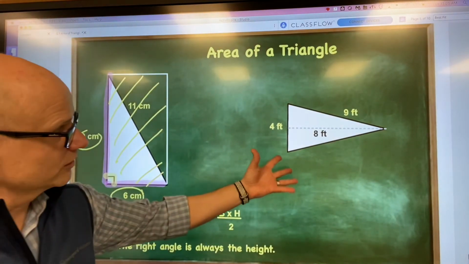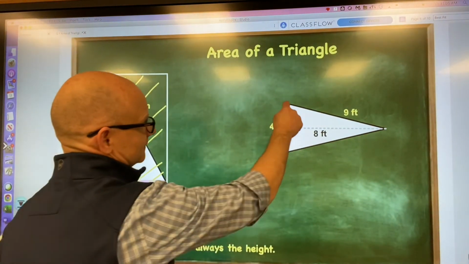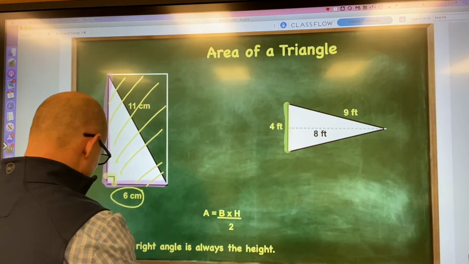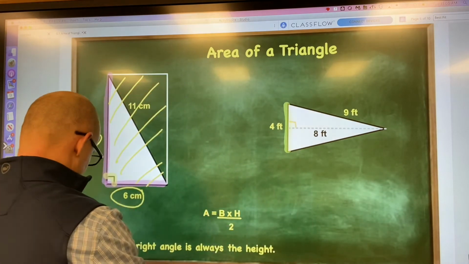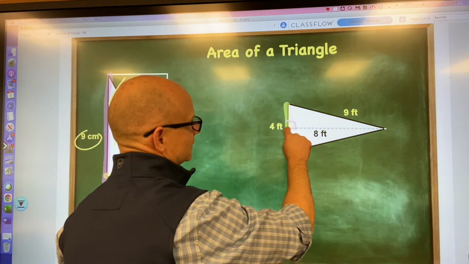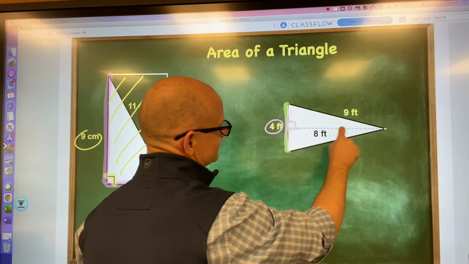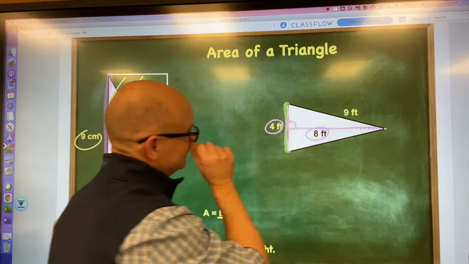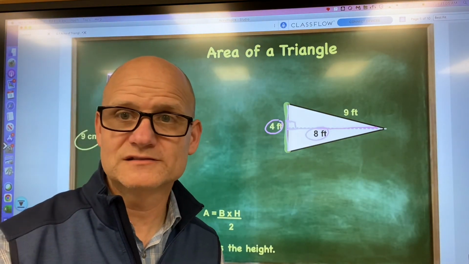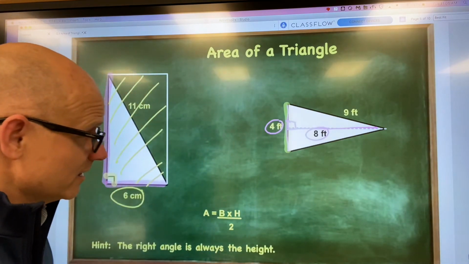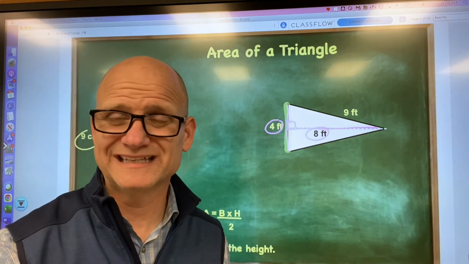Now this one's a little harder. Again, you're like, well, what's the base? Well, here's the base. Where is the right angle? Well, you can see the right angle would actually be right about right here. So I would need this 4 by this 8, that's its height, and then you would divide that by 2. You've got to identify what's the base, what's the height, and then divide by 2. The height is always where you find the right angle. Where is the right angle in the triangle?